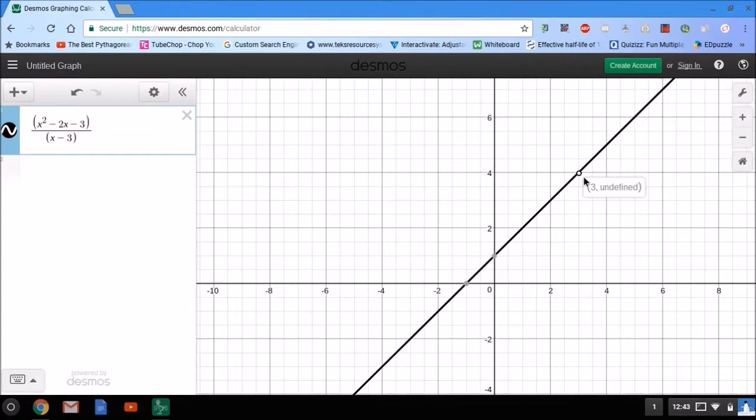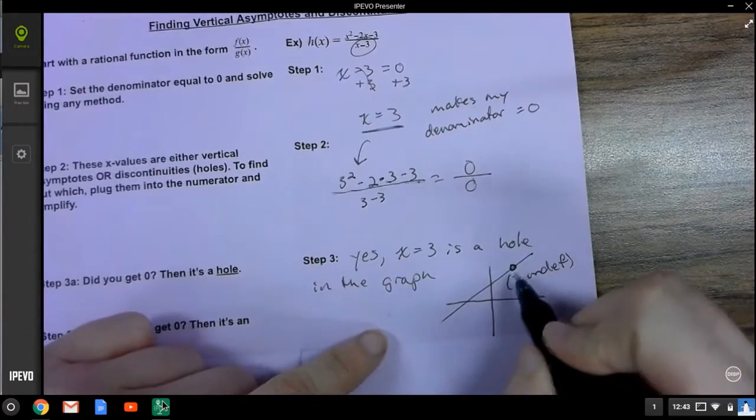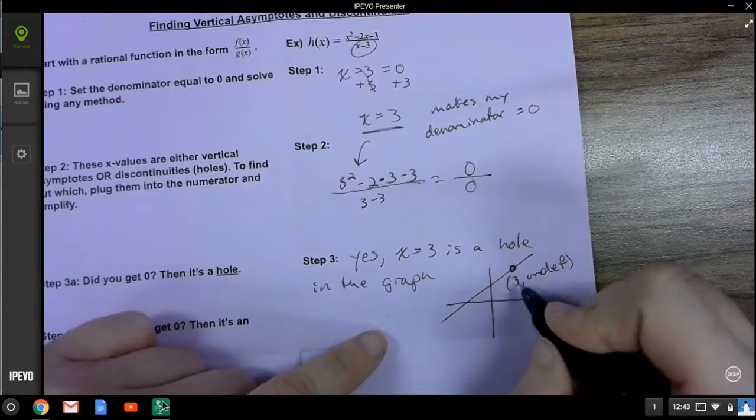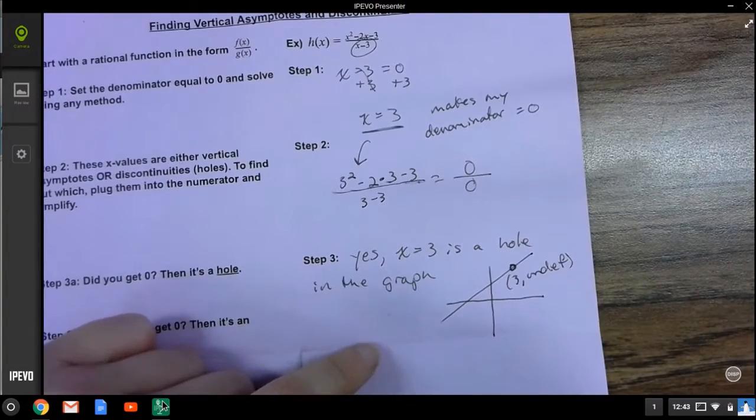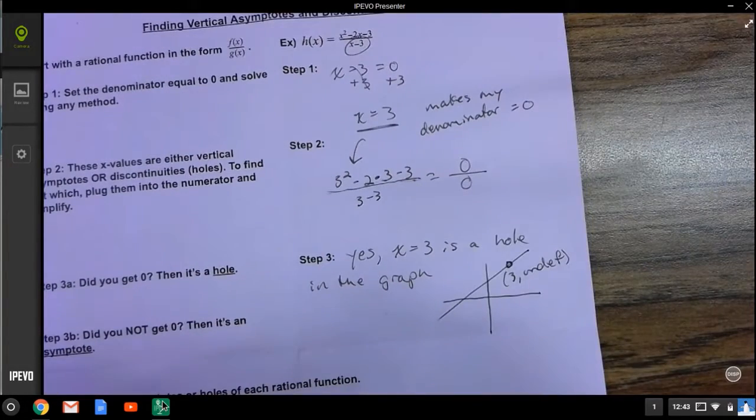But it is there. Once you know it's there, and once you click on it, Desmos will show it to you. I believe the Inspire will as well. It's just a little harder to work with. So I just do a little sketch. There's my hole at 3, comma, undefined. So there's my hole in the graph.